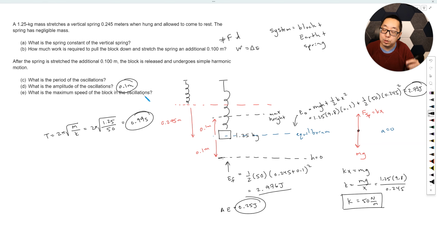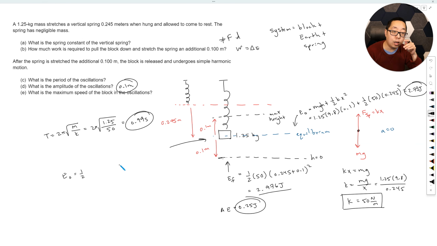What is the maximum speed of the block in the oscillation? So now the energy is a little bit different. Now we have this much energy, right? And we're going to do conservation of energy here. So now back at the equilibrium position, we do have some kinetic energy, because remember, the max kinetic energy is at the equilibrium position. At the max height and the max stretch positions, we don't have any kinetic energy. But right at the equilibrium, we have the max kinetic energy.